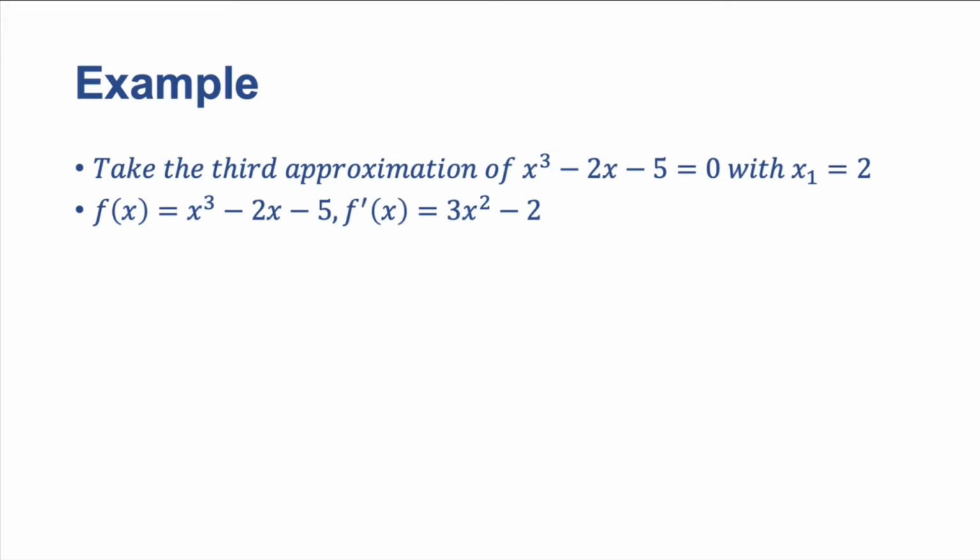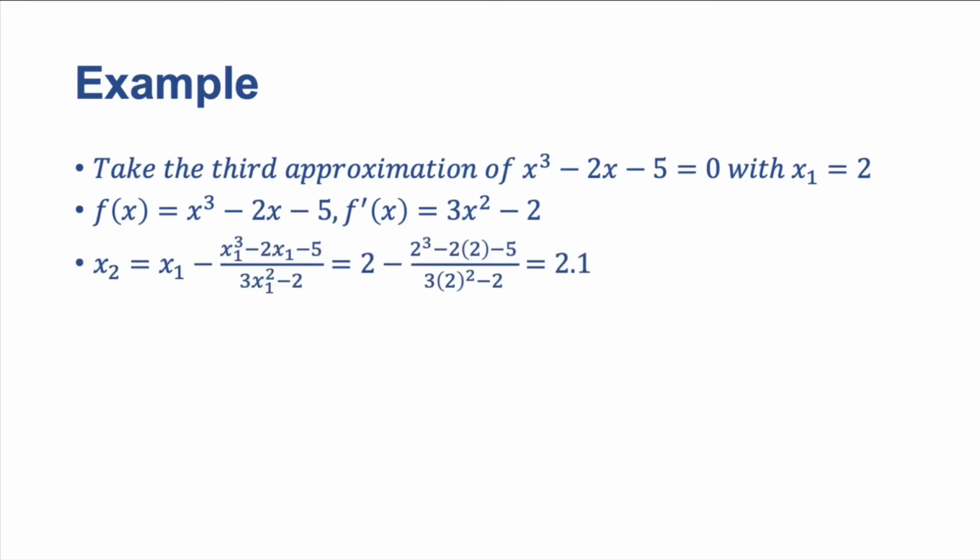Okay, so now we're going to plug it into the formula, and we're going to find x of 2. So x of 2 is going to be equal to x of 1 minus x of 1 cubed minus 2x of 1 minus 5 over 3x of 1 squared minus 2. All right, and we already know x of 1, that's 2, so we're just going to do 2 minus 2 to the third minus 2 times 2 minus 5 over 3 times 2 squared minus 2, and that's going to be 2.1. So there is our x of 2.